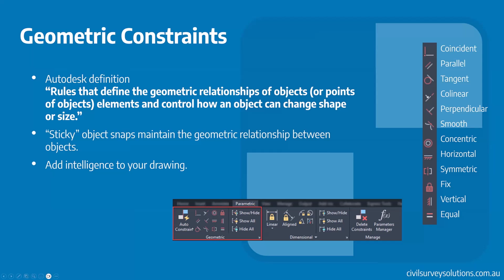You'll notice on the ribbon that there is a geometric tab, a dimensional tab, and a manage tab. The geometric tools are all located within the geometric tab. And on the right-hand side, I've got an explanation of what each of those are.